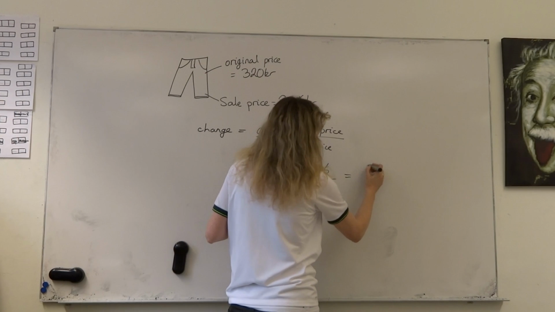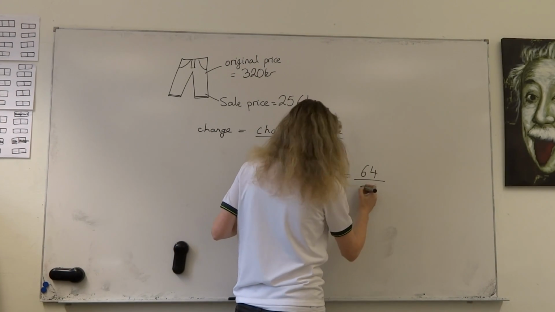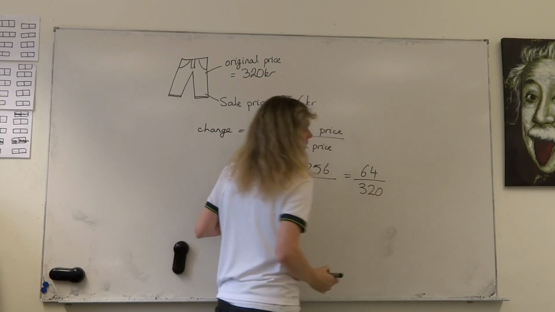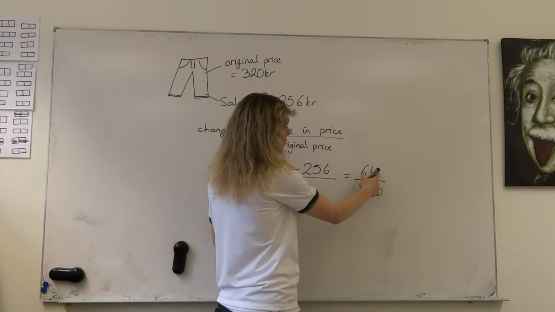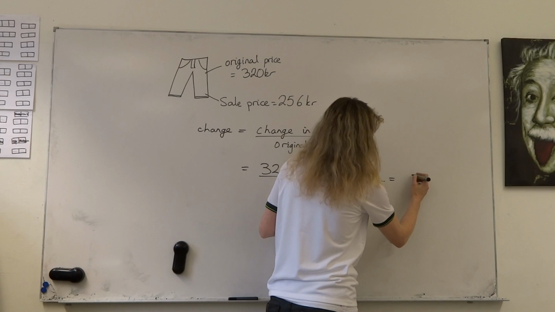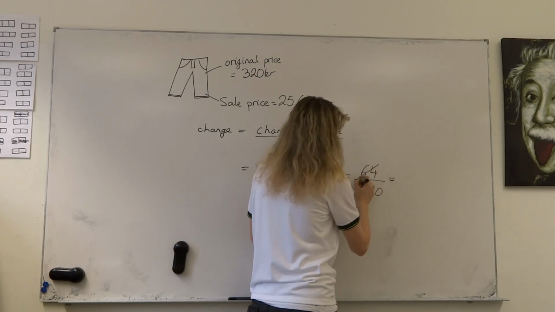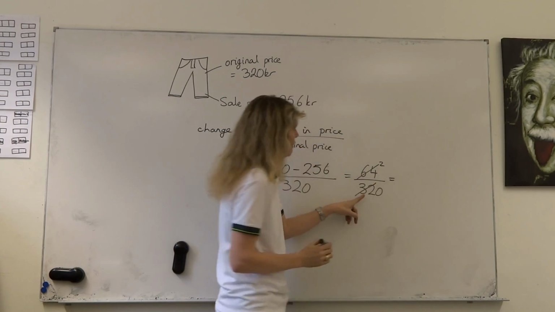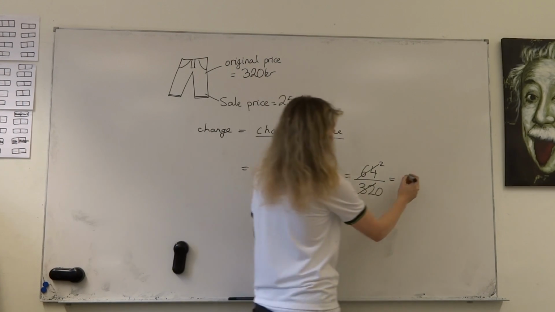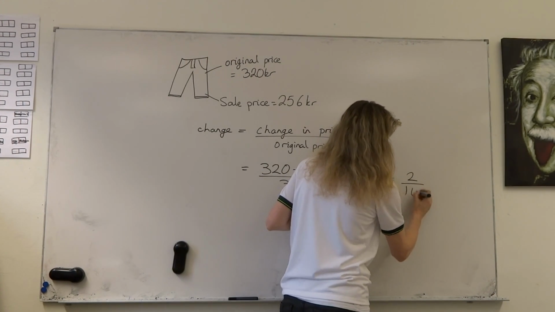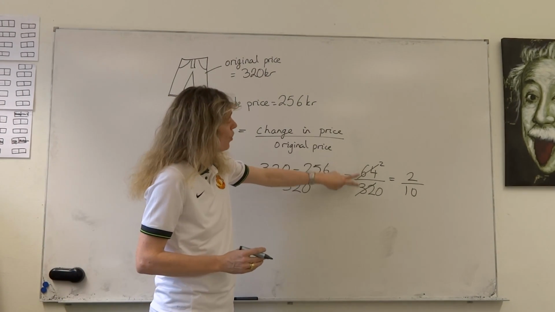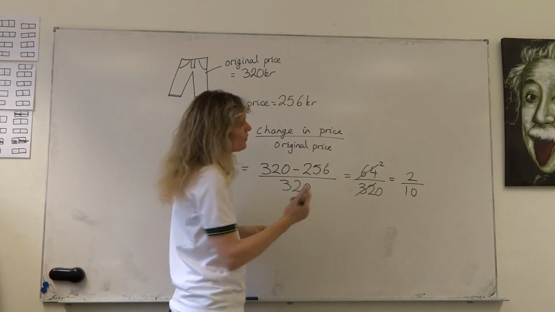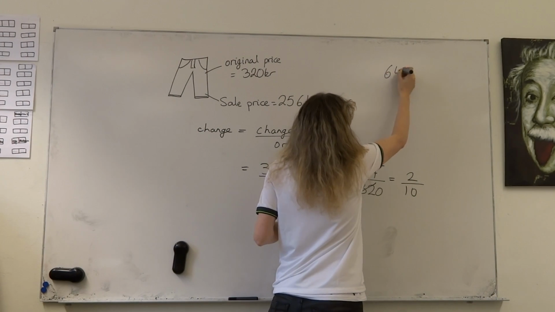This would give us 64 divided by 320, which we could simplify because 32 goes into 64 two times, so we'd cancel, 32 divided by 64, so we'd get 2/10. So 64 divided by 320, and if you're not sure what I've done there, let's do it another way.